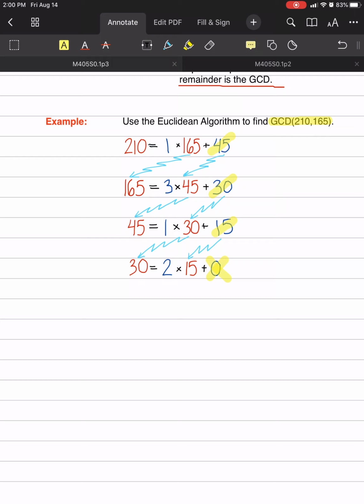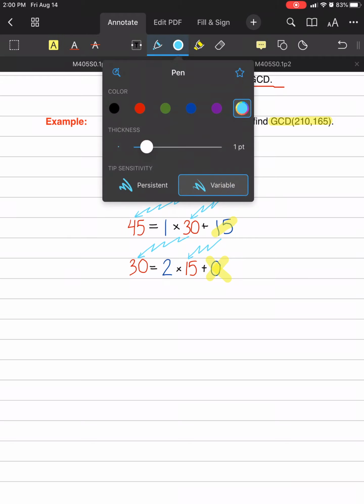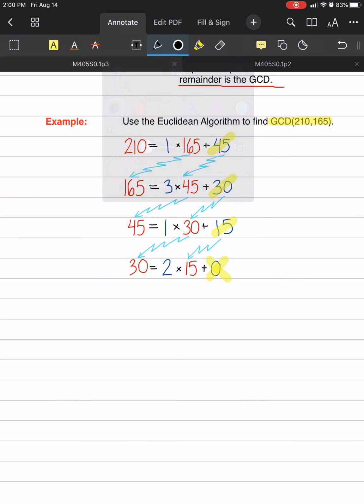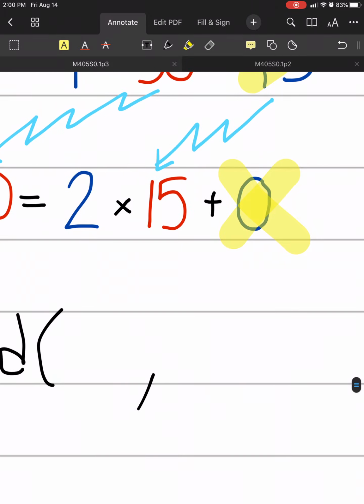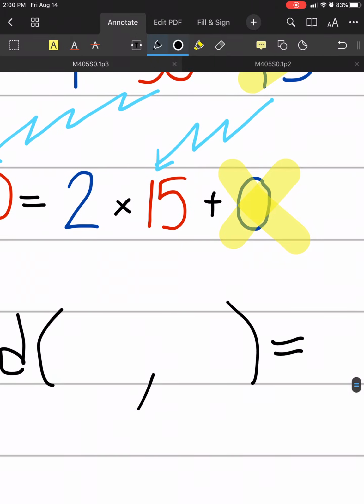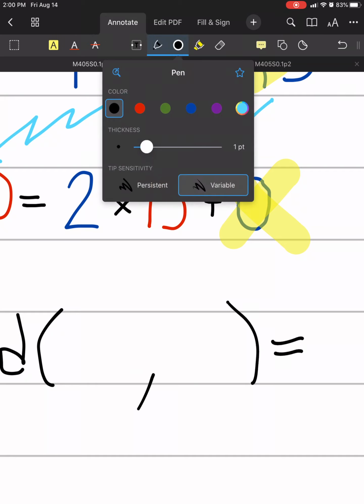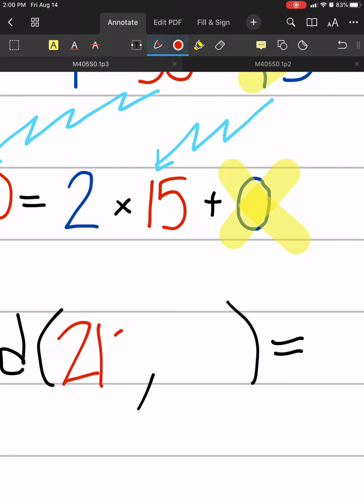like 10, 12, even 30 steps, depending on what these numbers are and how complicated it is to get down to the GCD. But in this case, what we find out at the end here is, let me write this out. Let's do it this way. Then we should get the GCD of the two numbers we started with, and the two numbers we started with were, if I remember, 210 and 165.